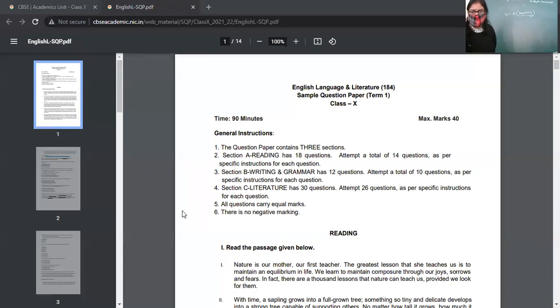So yes, beta, let me continue with this. Three sections they have mentioned in the paper. Three sections, not four, right? In section A, reading, 14 questions they have mentioned, but the number of questions can vary. I am discussing the sample paper. Fine. 1 into 14 questions will be there. All MCQs, throughout MCQs. Fine, all papers are based on MCQs only. In which, beta, two comprehensions will be given to you, not one.